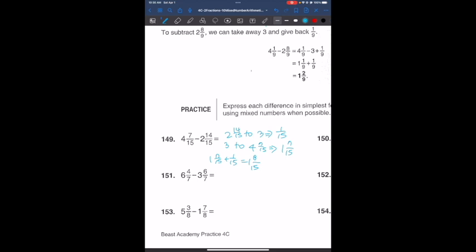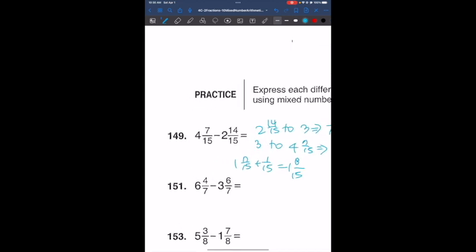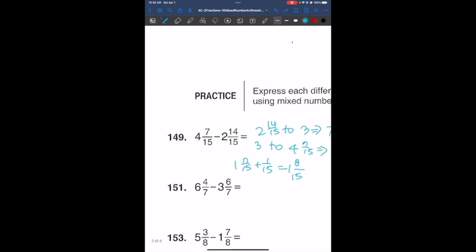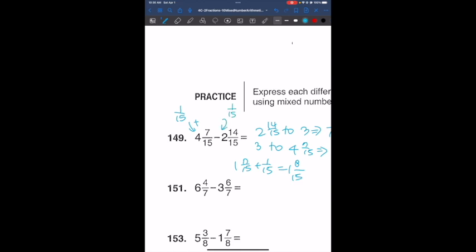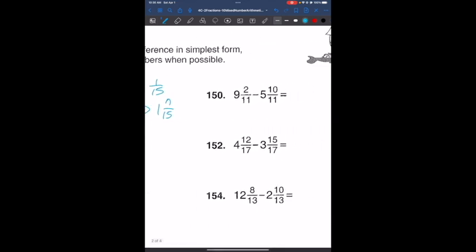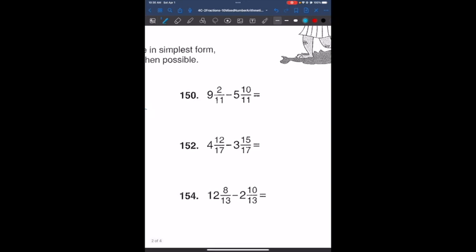Now another way to do this is, we know that 2 and 14 over 15 is 1 over 15 less than 3. So if we add 1 over 15 to both sides, then that would be 4 and 8 over 15 minus 3. So that would be 1 and 8 over 15. Both gives us the same answer, it just depends on which method you prefer.